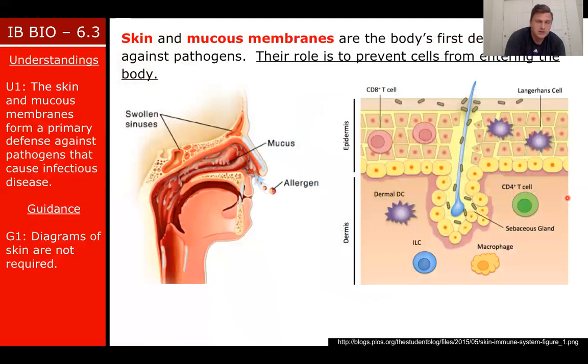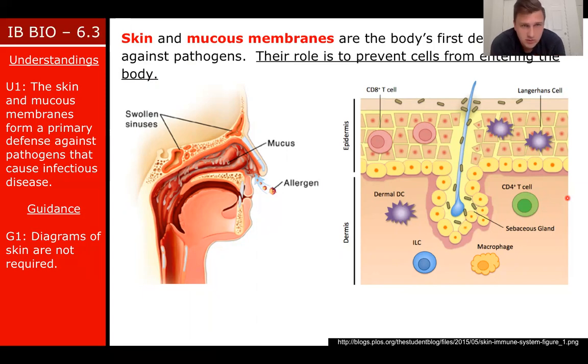The very important thing to understand is that our skin and our mucous membranes, and we're going to talk about that in a second, are going to be the first line of defense against pathogens. So before anything enters our body, it has to pass through the skin layer, if it's going to be like a puncture wound, or it has to enter our body through some mucus or some entry.